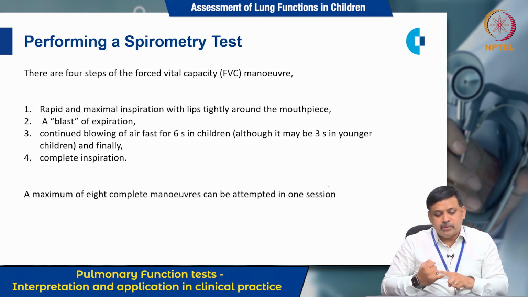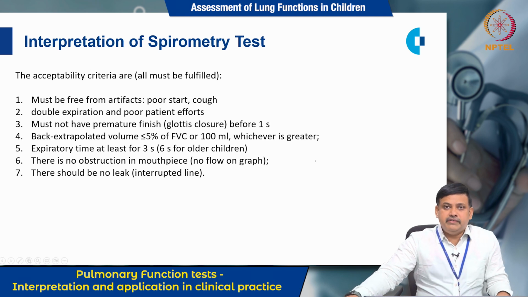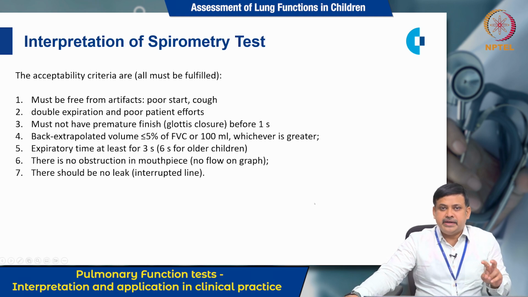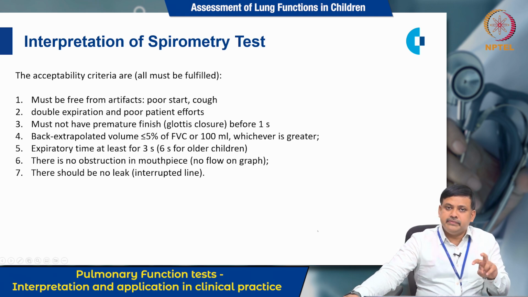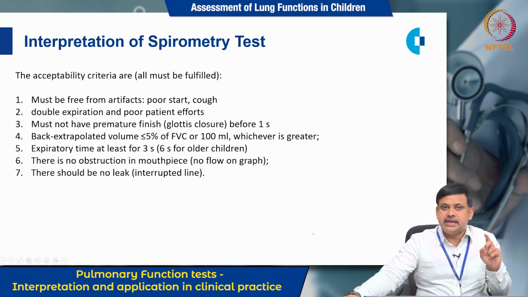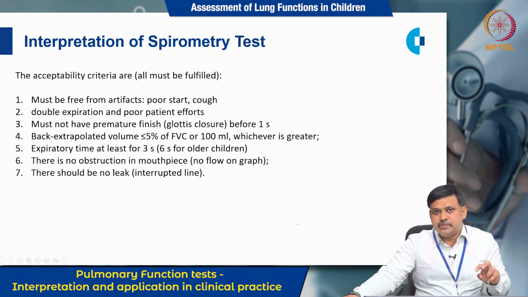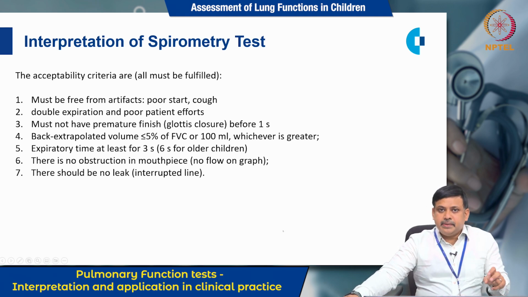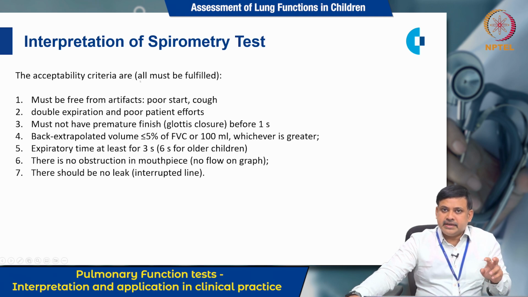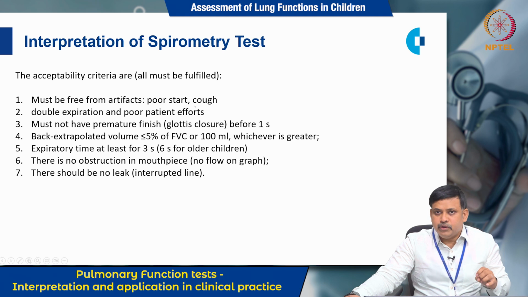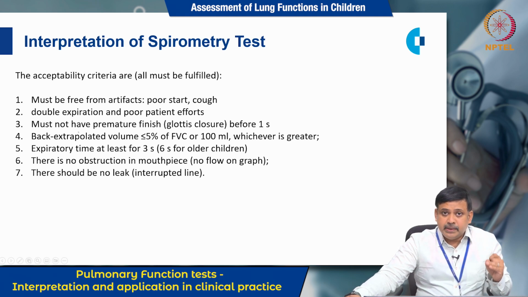A maximum of 8 complete maneuvers can be attempted in one session. How will you interpret a spirometry test? For interpretation, it has to fulfill 2 criteria: the acceptability criteria and the reproducibility or repeatability criteria. In the acceptability criteria, all must be fulfilled. First, it should be free from artifacts. At the start, it should not have a poor start or cough. There should be no double expiration or poor patient effort, and it must not have premature finish.